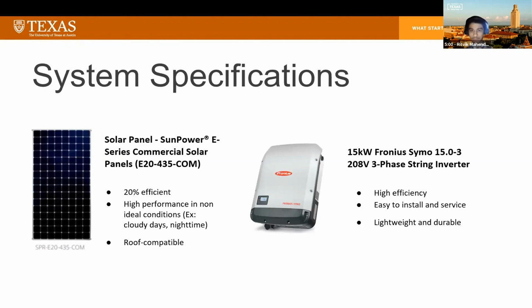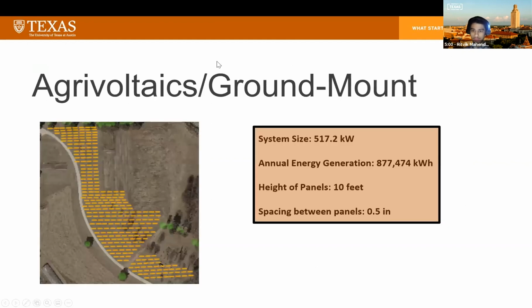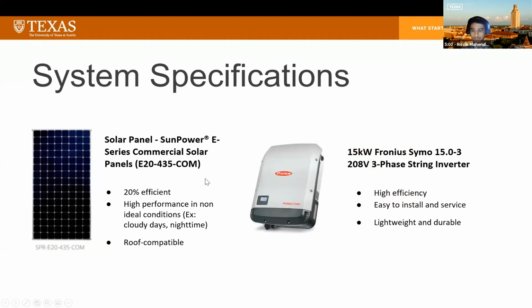As for the system specifications, we decided upon using the SunPower E-Series commercial panels because they offer one of the highest efficiency rates in the market. They are 20% solar efficient, which means they're very good at converting sunlight into electricity. They're also high performance and rooftop compatible, which we think will help the installation process and overall performance. And we also decided to use the Fronius string inverters because they're high efficiency, lightweight, and durable.